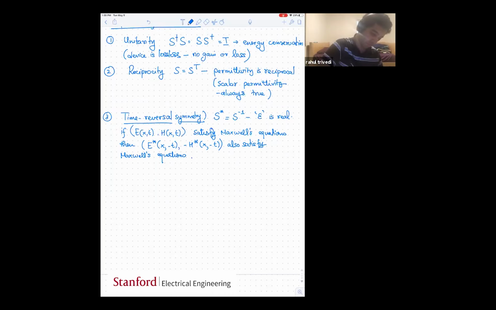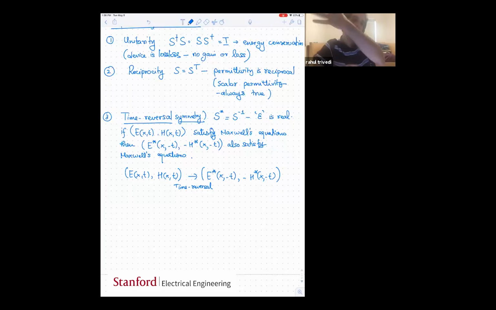So the operation E(x, t) and H(x, t) going to E star of (x, minus t) and negative of H star of (x, minus t) is called a time reversal operation, as we looked at in the last class. You're essentially changing the sign of t. So you run your Maxwell's equations forward, and then you take the same solution that you get as a function of time and think about running it backwards, right? That's what time reversal essentially means.